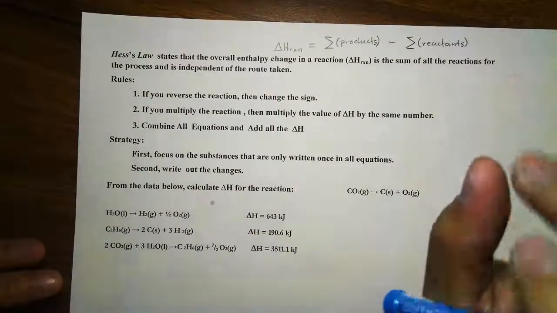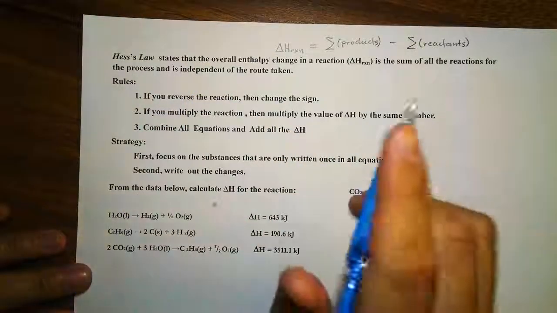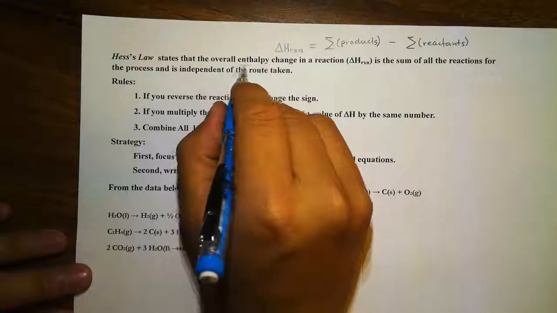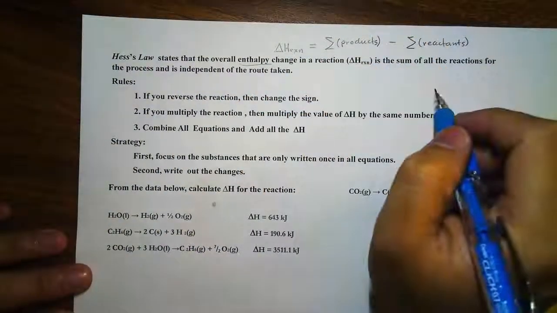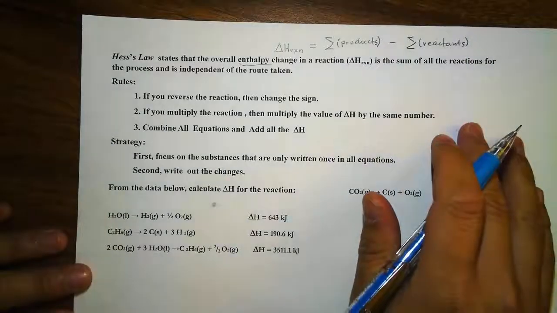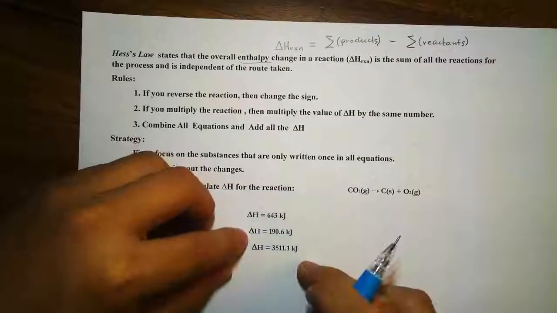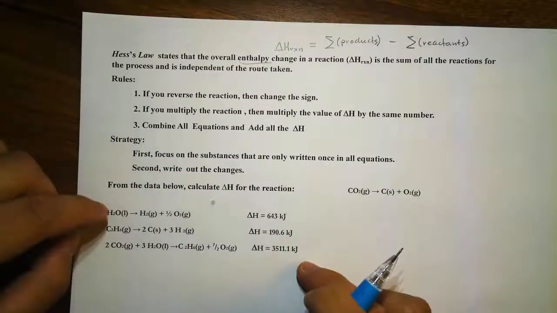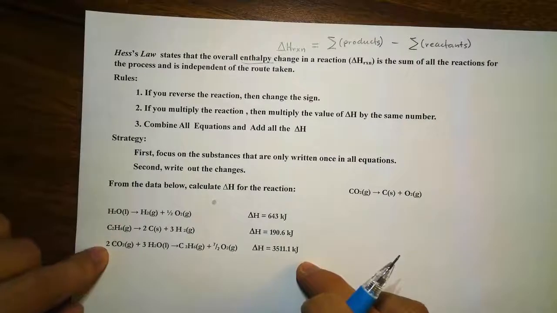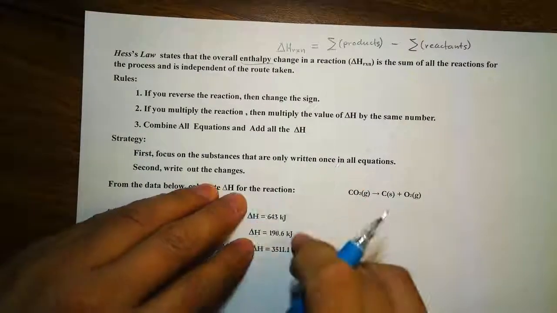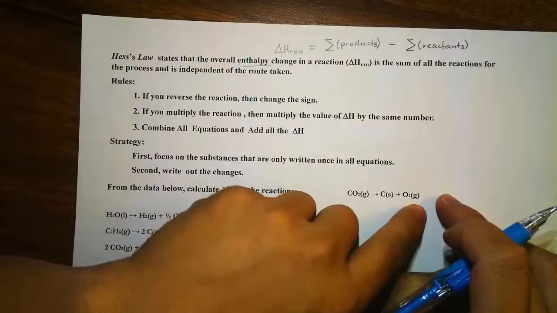Well, there is something called Hess's Law. Hess's Law basically states that the overall enthalpy change in a reaction, which is right here, delta H reaction, is the sum of all the reactions. Basically, you add all of them together for the process. So the process of this one requires 3 separate reactions, and you add all of them together to get the delta H of this one.